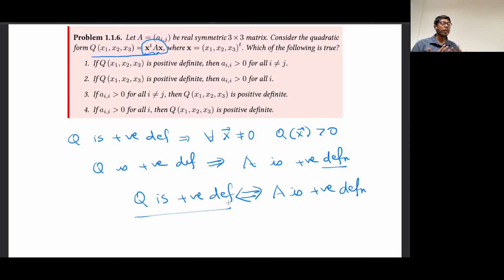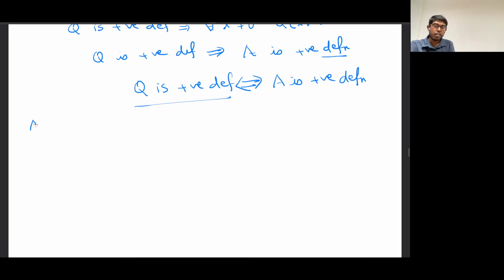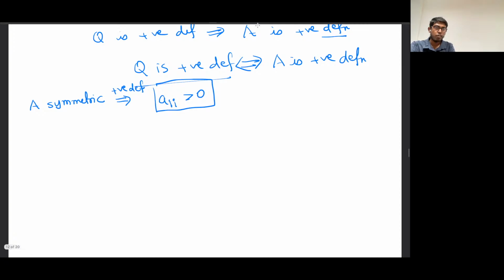Any thought about when a symmetric matrix is positive definite? A is symmetric, and all leading principal minors are positive. Yes, but you can say something much simpler. If A is symmetric and positive definite, then all the diagonal entries must be bigger than zero. Let's prove this. This is not a very hard proof.